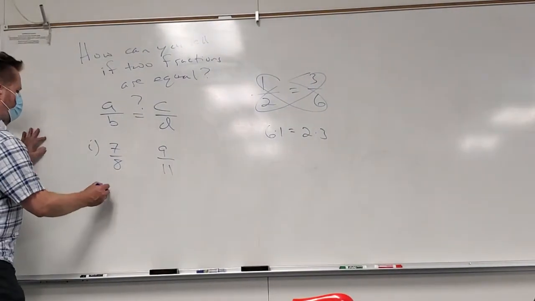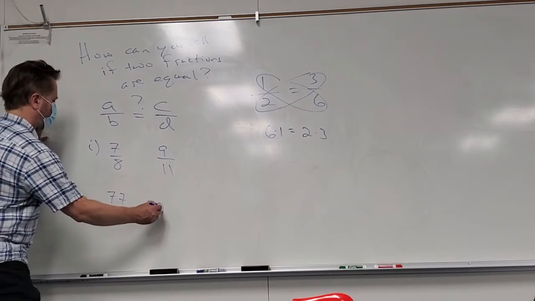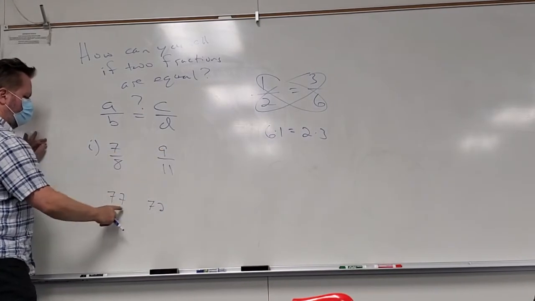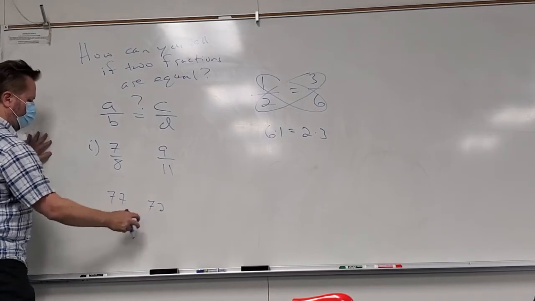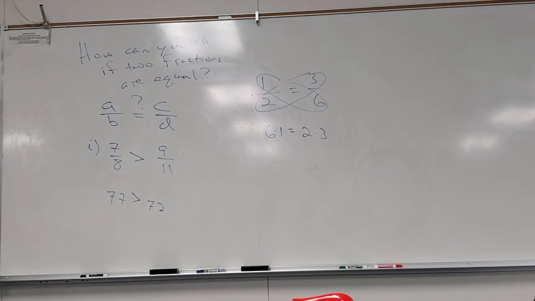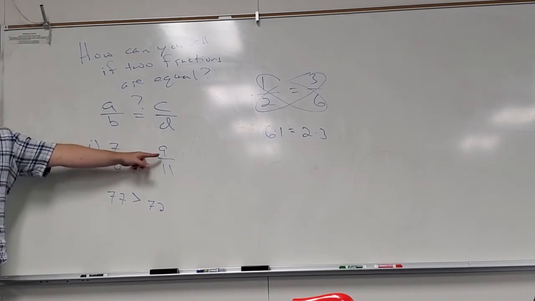77 and 72. So bring the 11 up to here. Bring the 8 up to there. What's true about these? Which one's bigger? 77. So guess what? That's true then. 7 eighths is bigger than 9 11ths.